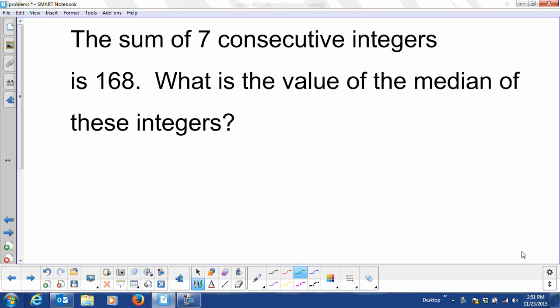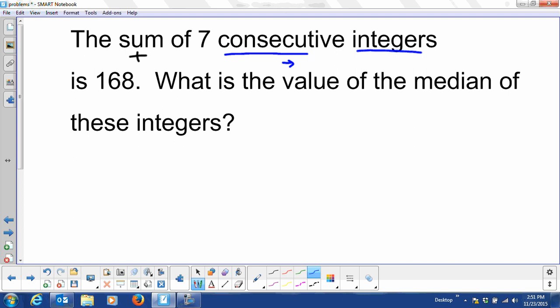It says the sum of. So sum, remember, means addition. And it says 7 consecutive integers. Well, if you remember, consecutive means in a row, one right behind another. And integers means they are basically your counting numbers, for instance 1, 2, 3, 4. So no decimals or fractions. It says the sum of 7 consecutive integers is 168.